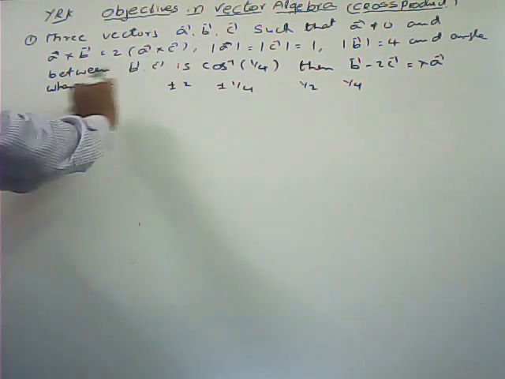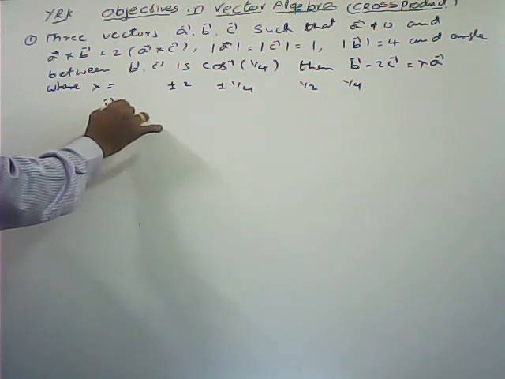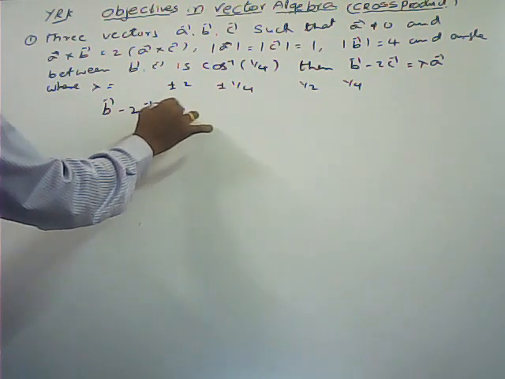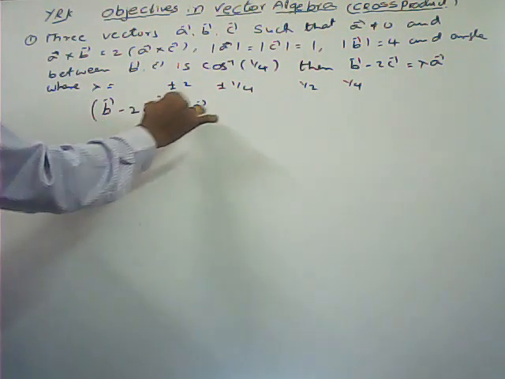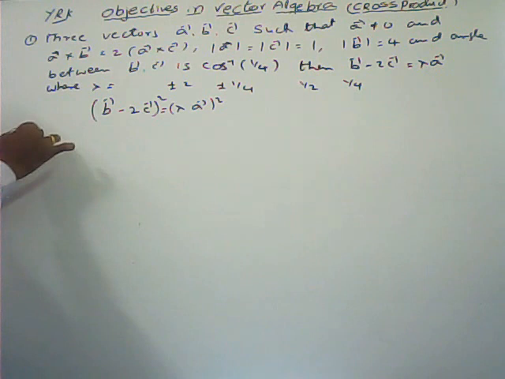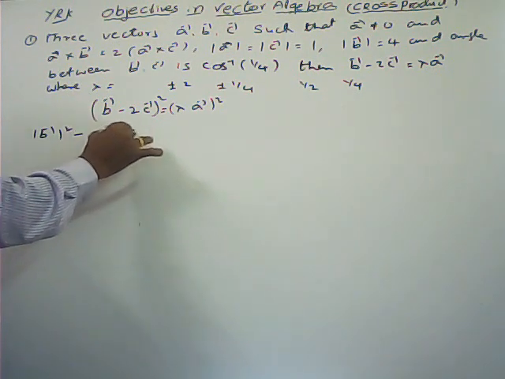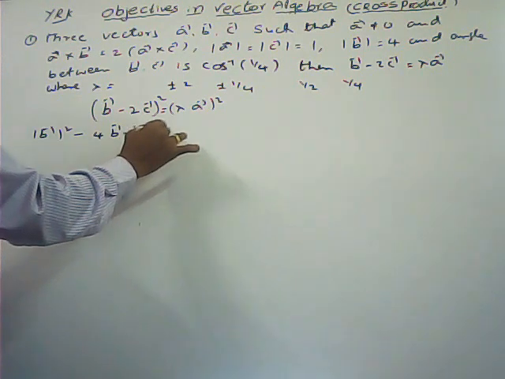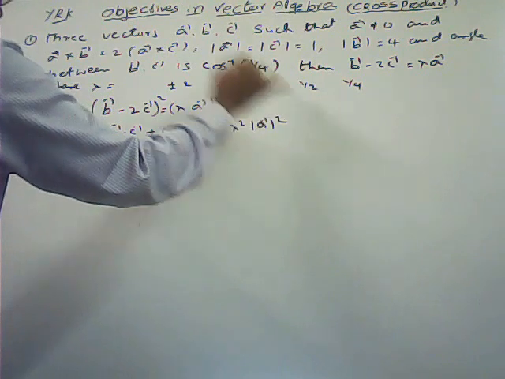Here we want the lambda value. What they have given: B bar minus 2C bar is equal to lambda A bar. And the angle between B bar and C bar is also given. So here we can directly do the squaring on both sides. This side whole square is equal to this side whole square. So modulus of B bar whole square minus 4 into B bar dot C bar plus 4 into modulus of C bar square is equal to lambda square modulus of A bar square.